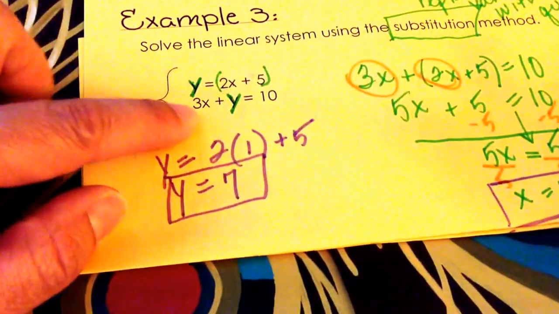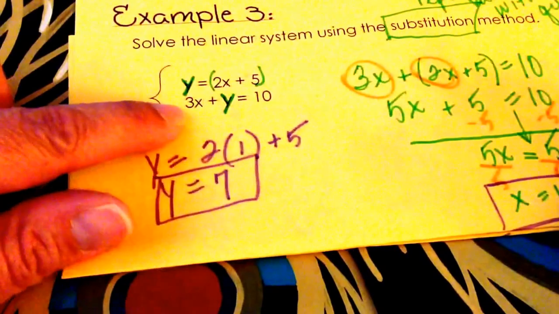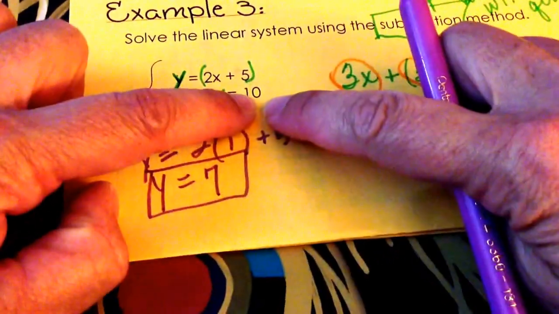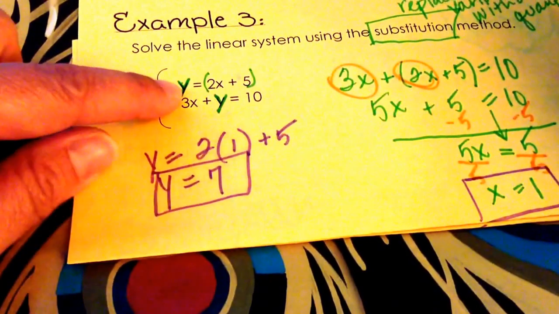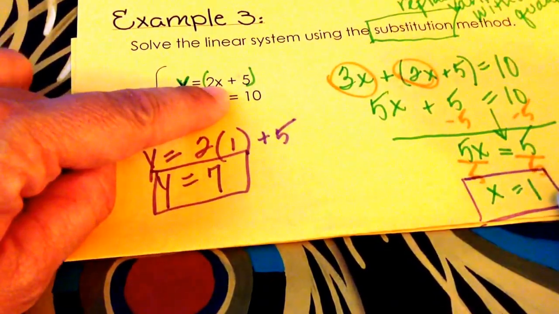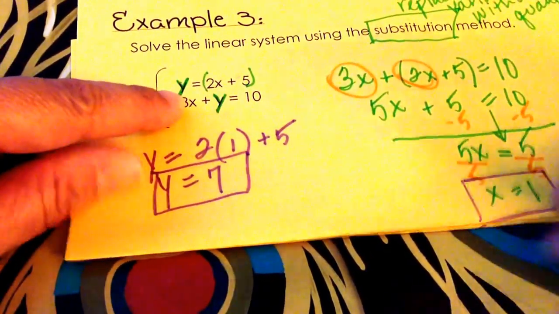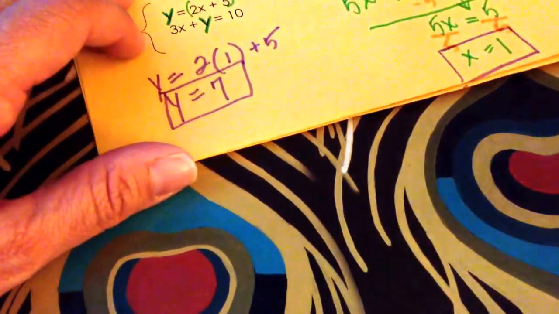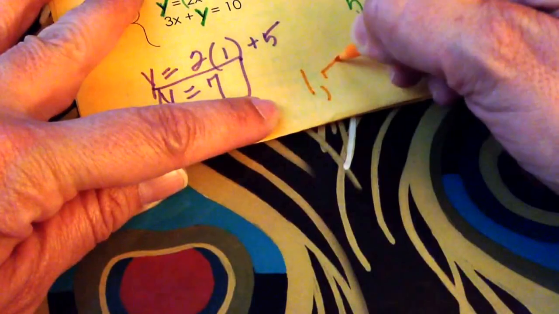If I do 3 times x, 3 times 1, so 3 plus 7, do I get 10? I do. Let's see if it works together here. What happens if I do 2 times 1? Well, I used that one to solve it, so checked it here. The solution to this system then is the ordered pair 1, 7.